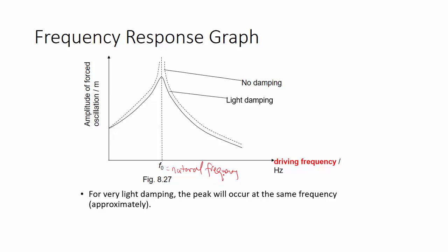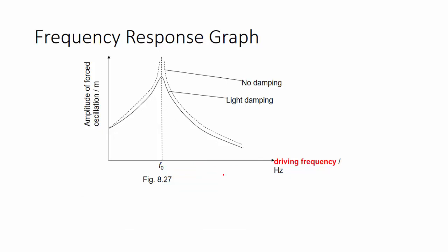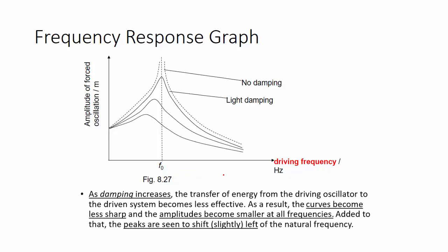And if you increase the damping further, you expect the damping force to take away more energy. Therefore, the maximum value of the amplitude, even near resonance, will become lower. The curve becomes less sharp now. So the peak will decrease, and not just decrease, the frequency where the peak happens will also become lower.